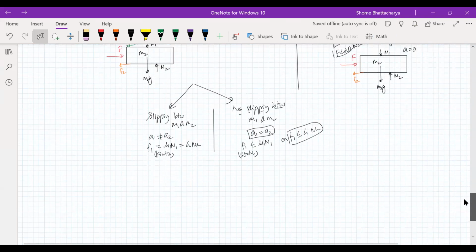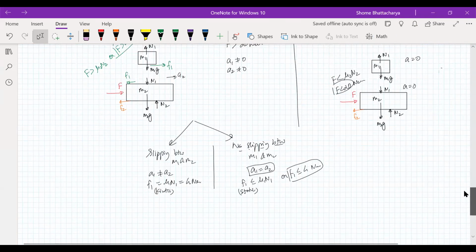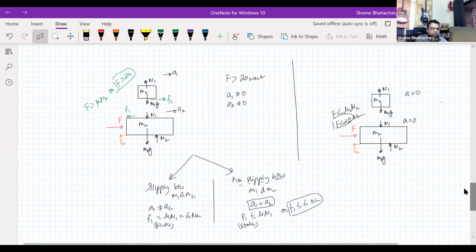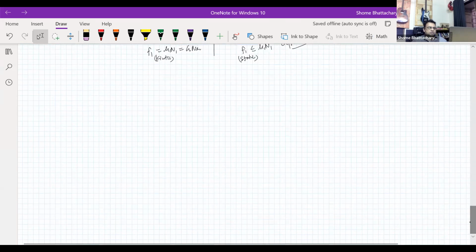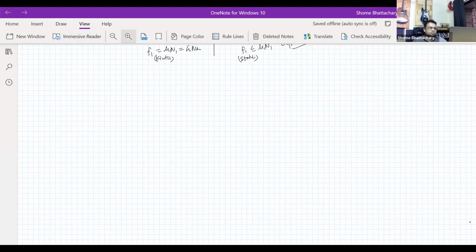For both these parts, we have to start with this situation: either there is slipping, or there is no slipping, but A1 and A2 are non-zero. So normally, when we are not sure whether or not there is slipping, what is the easy method we had discussed to solve the problem?